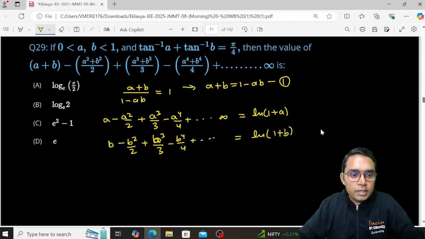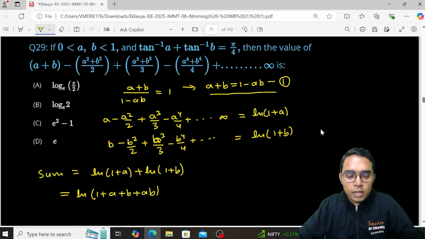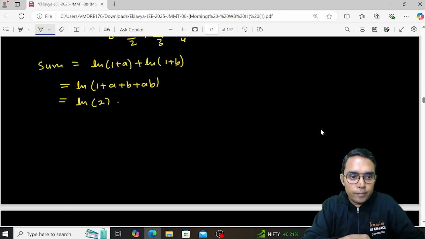So from this you can see the sum of this series would be actually ln of 1 plus A plus ln of 1 plus B. You can add them, that means they will be multiplied. So we get 1 plus A plus B plus AB. Now from this equation number 1, A plus B plus AB is 1. So this becomes ln of 1 plus 1, that is ln 2. So the answer for this question is B.